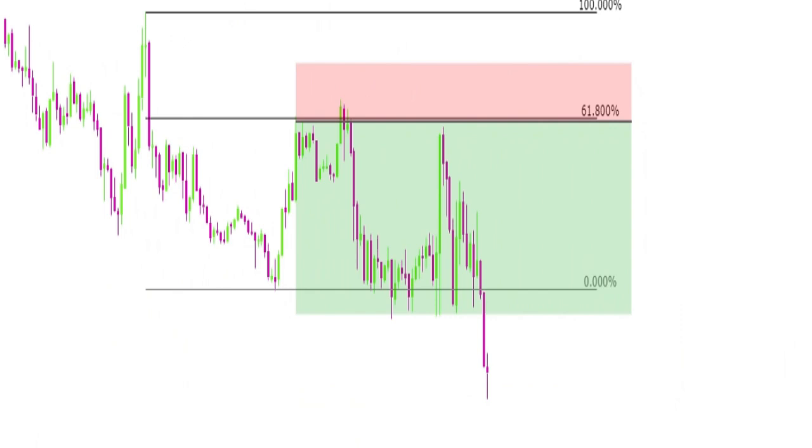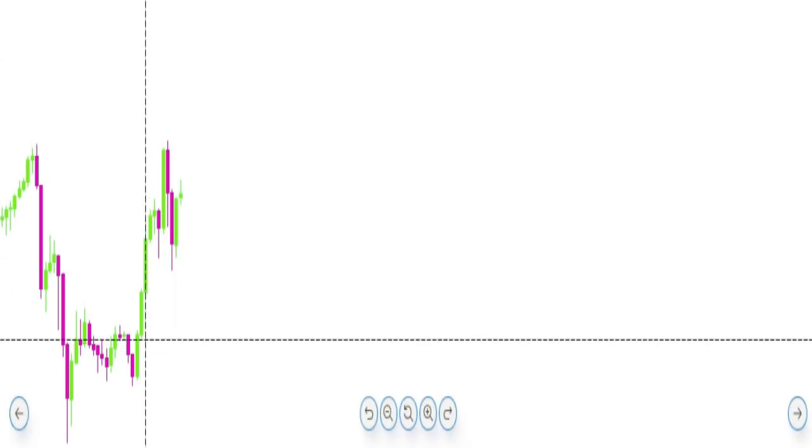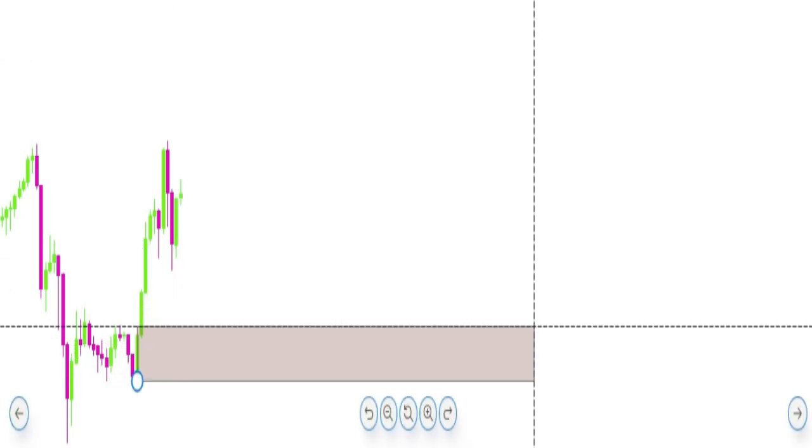So, in this strategy we would use the flip zones along with the Fibonacci retracement in order to take entries in the market. But before we dive into the strategy, let us learn some of the basics about the flip zones. The order blocks are not always respected by the market.